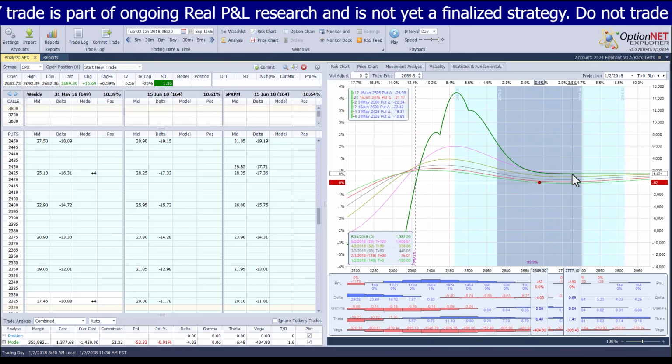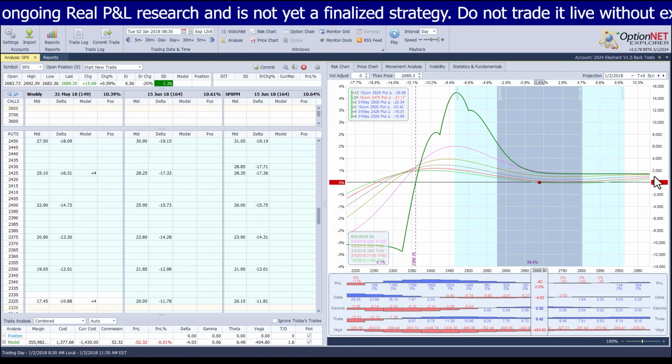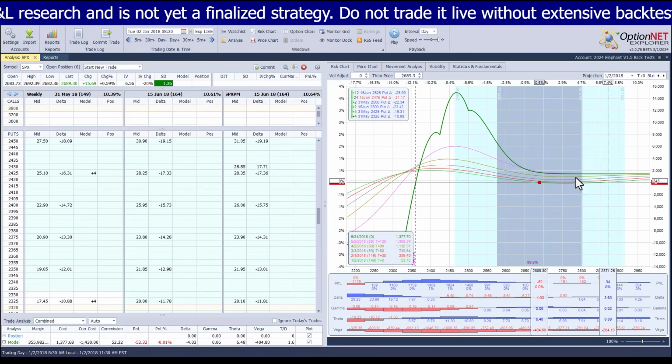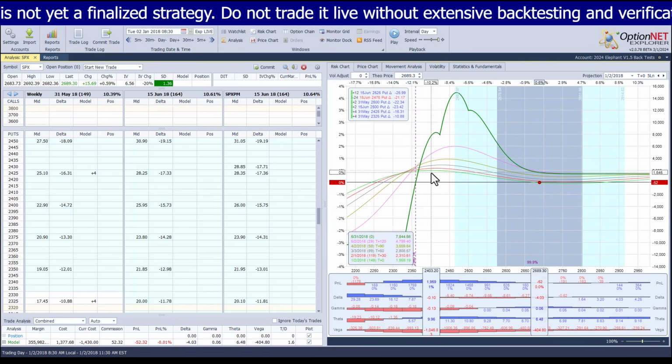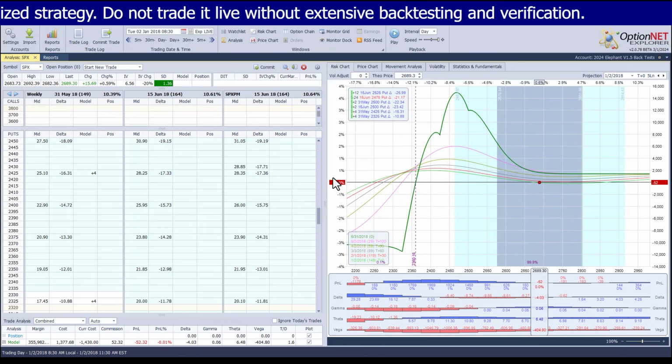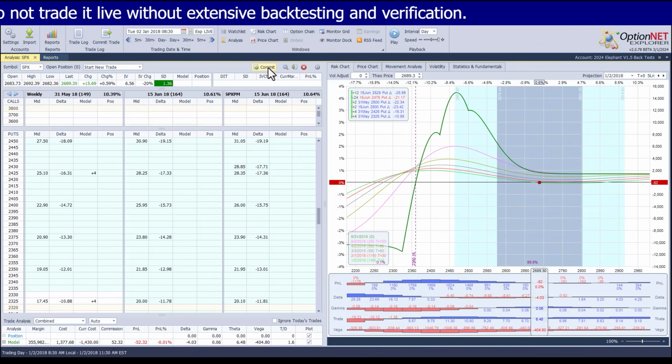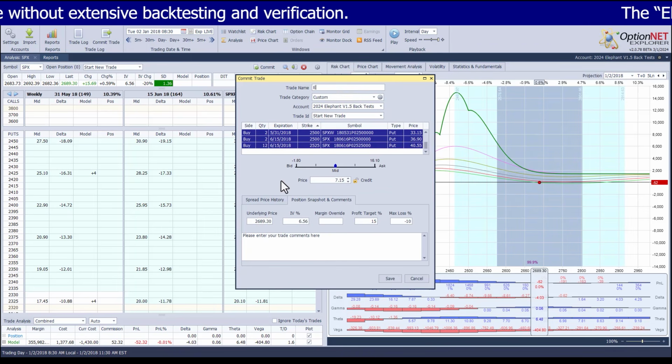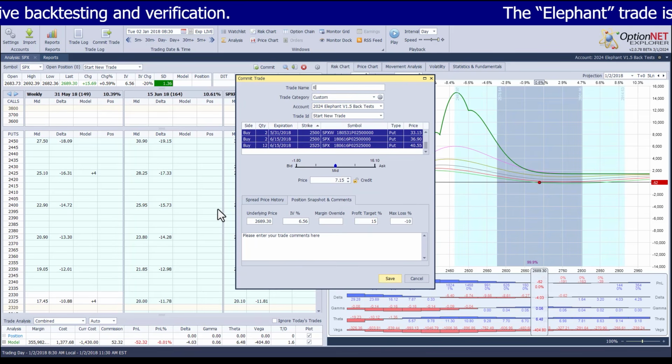My profit target is going to be about half of my upper expiration line, so it's around 14. So I'm going to try to shoot for about $700 in profit here. And this is going to be my structure. I'm just going to call it E for elephant. So I'm going to manage this now.